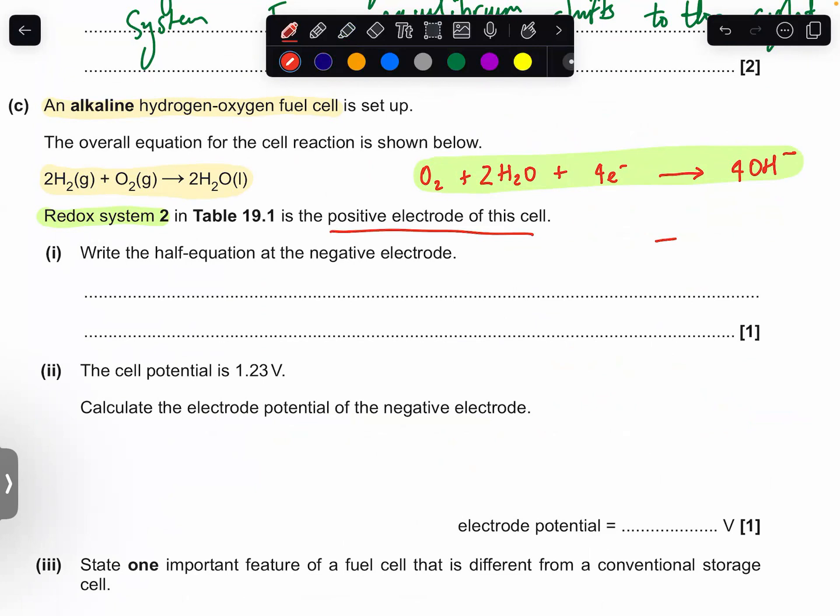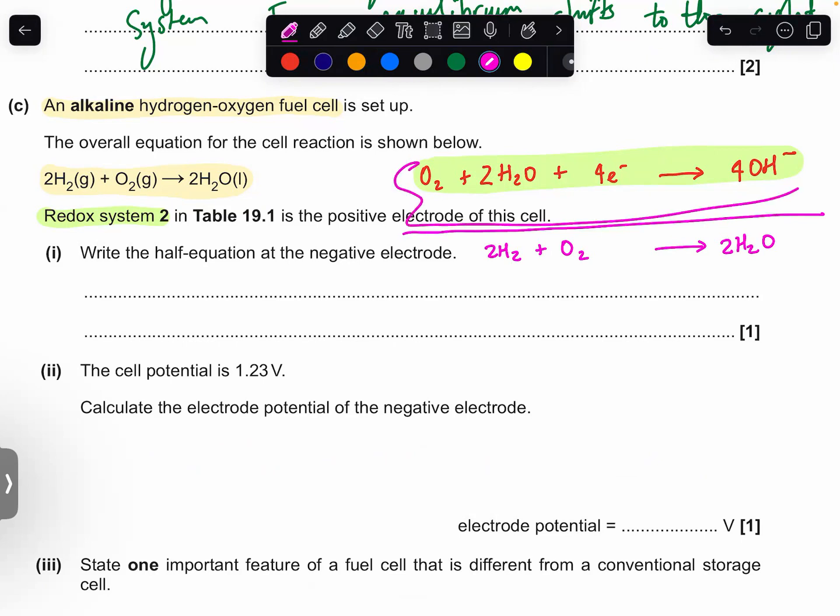You see, the overall equation is 2H2 plus O2 gives 2H2O. That means the negative electrode half equation needs to cancel out with the positive electrode half cell to give you the overall cell. So how would we do that? If there's a net gain of 2 water molecules, then really we need 4 waters to form, 4 H2O.